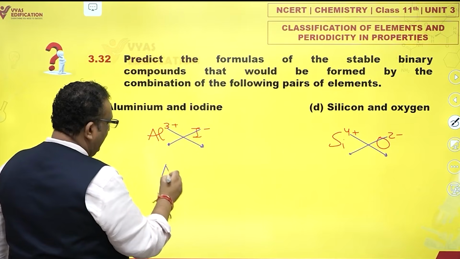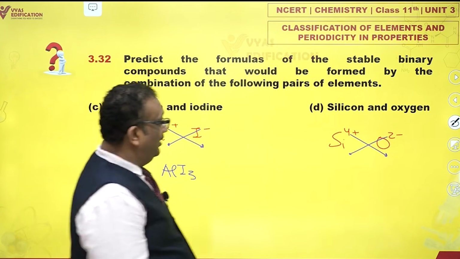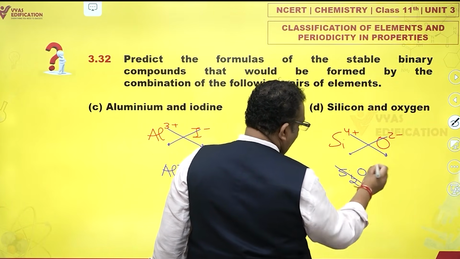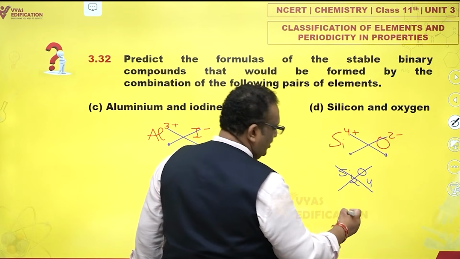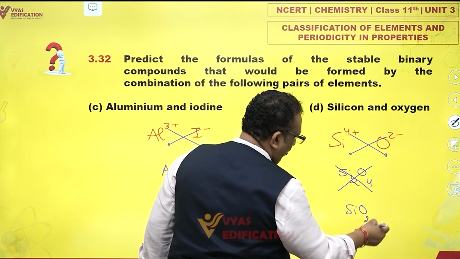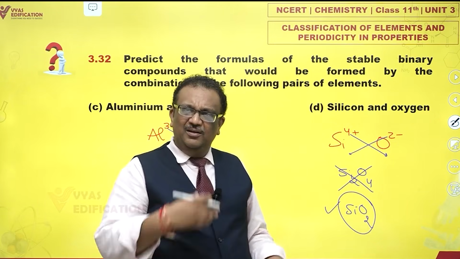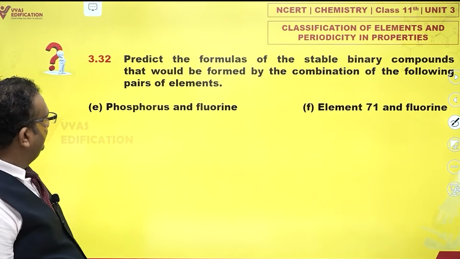So we write AlI3 and we write Si2O4. No. Whenever there is a common number, we cancel it. So divided by 2, so we have SiO2. This is correct. If they have a common factor, simply cancel it out. We just take the ratio, that's all.